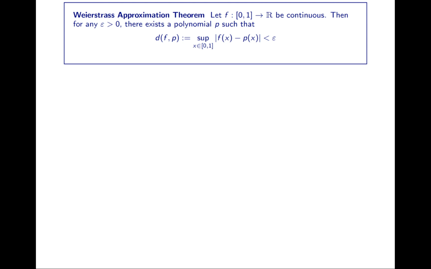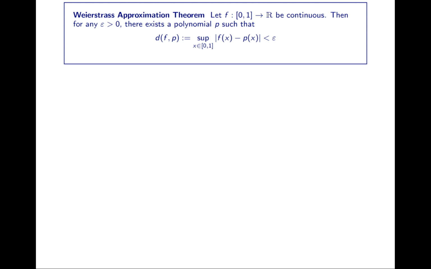So this is a really important theorem in numerical analysis, the Weierstrass approximation theorem. If f is a continuous function on a closed interval, in this case, let's say 0 to 1, then there is a polynomial arbitrarily close to f. In other words, for any epsilon, there exists a polynomial p whose distance between f and p is less than epsilon.